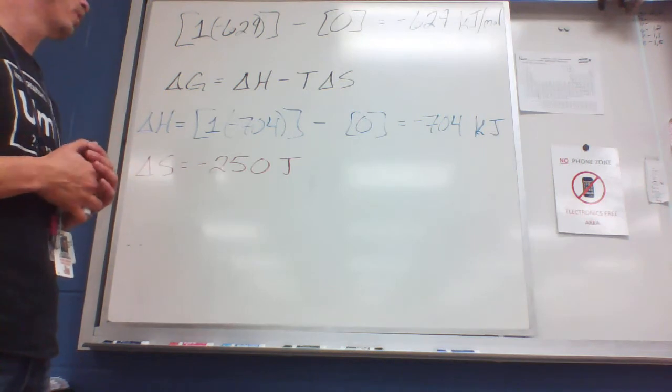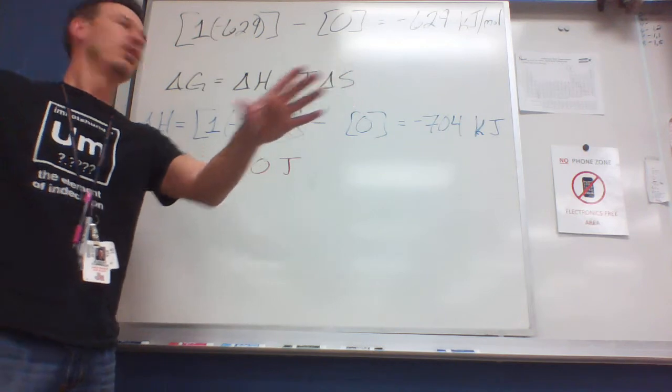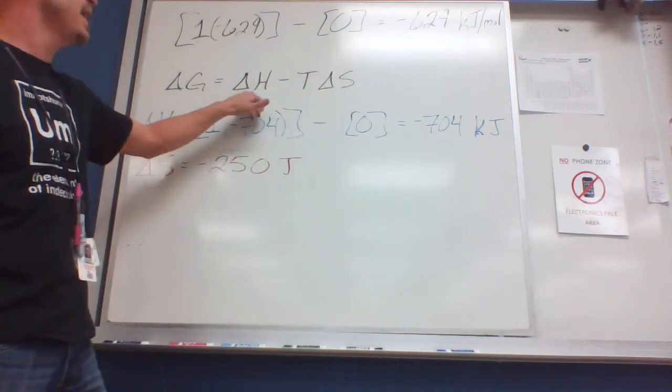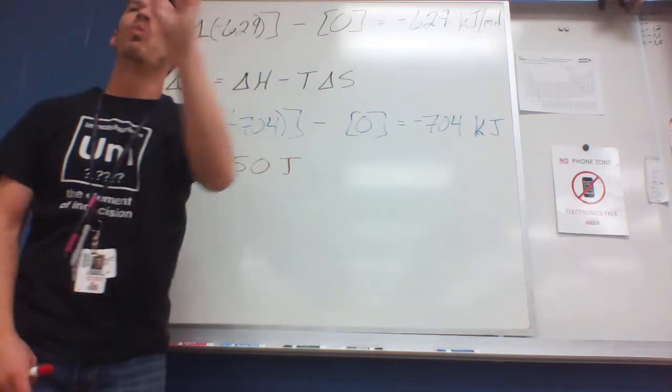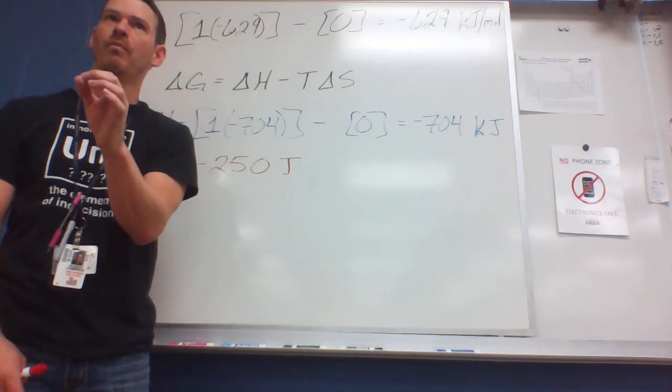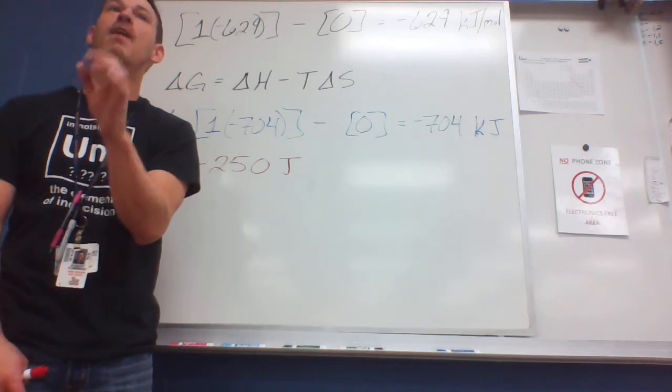Now, we do have an issue though. Look, we've got everything we need to find delta G. We've got the H, we know the T, it's standard, it's 298, and we've got the S. But what is wrong before we move forward? The units aren't the same.